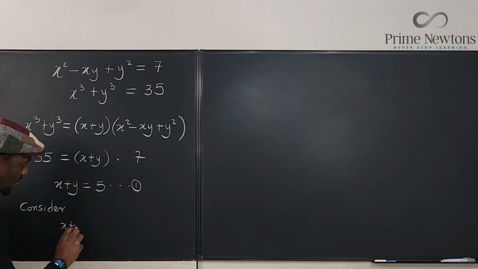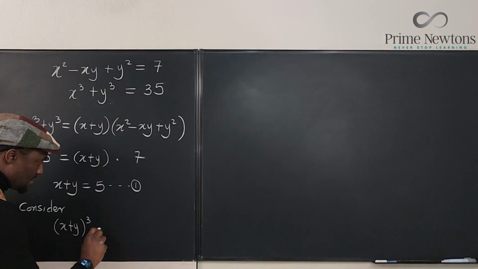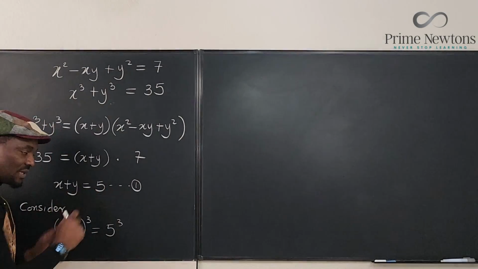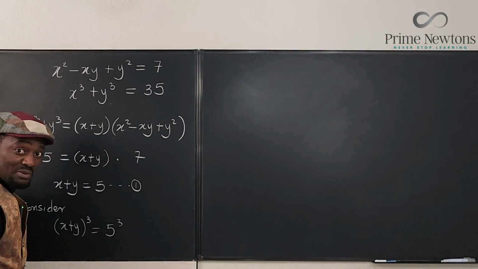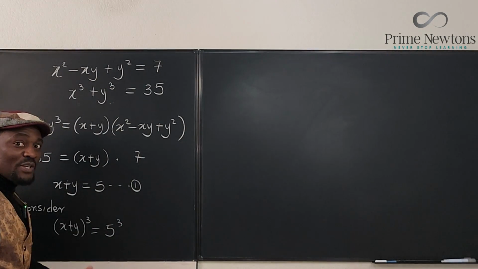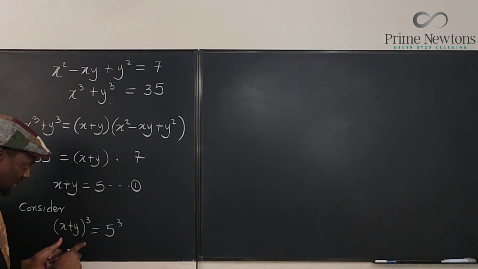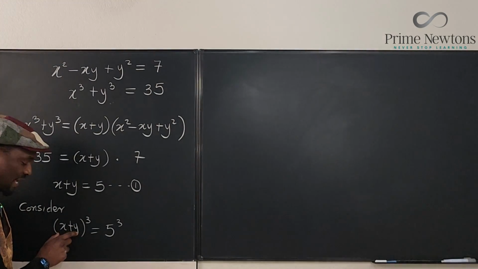Consider x plus y cubed. So I'm going to cube this and cube this. Remember, this is the same strategy you will use anytime you see a problem like this. You never know what you're going to be looking for until you get to it. So if I cube this and cube this, I use Pascal's triangle expansion for this. What would you get here?